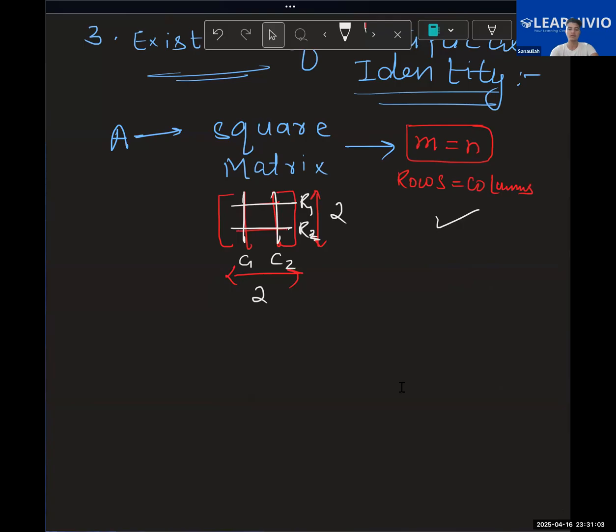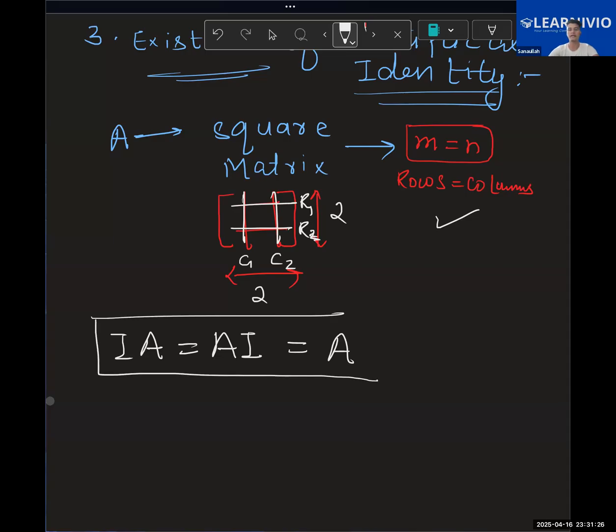For every square matrix there exists an identity matrix of the same order. What do you mean by that same order? There exists an identity matrix of the same order such that I times A is equal to A times I is equal to A. This is the multiplicative identity. Okay, this is multiplicative identity.